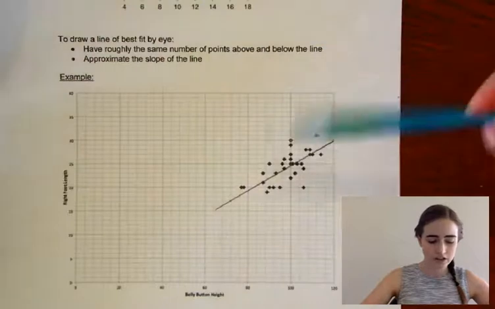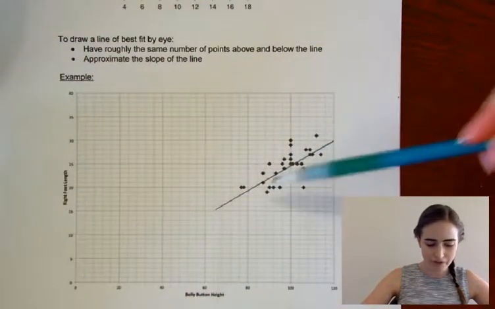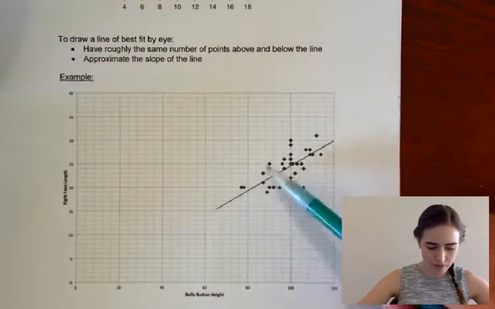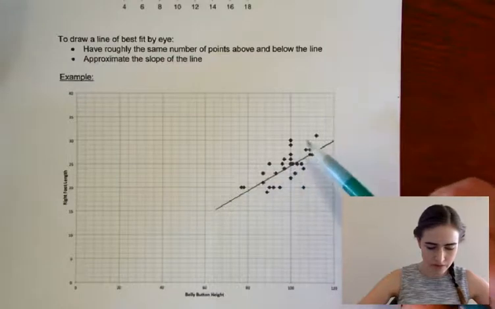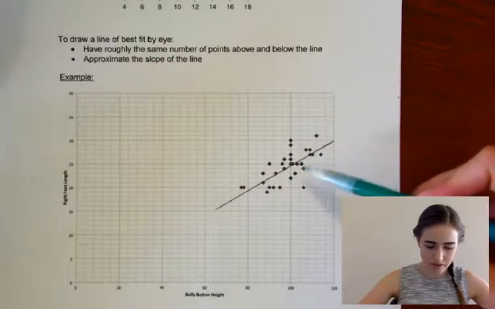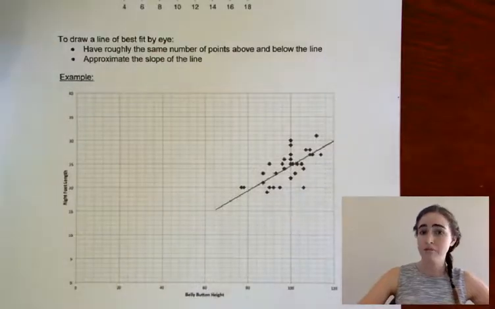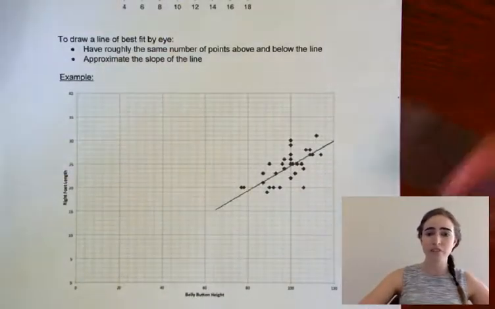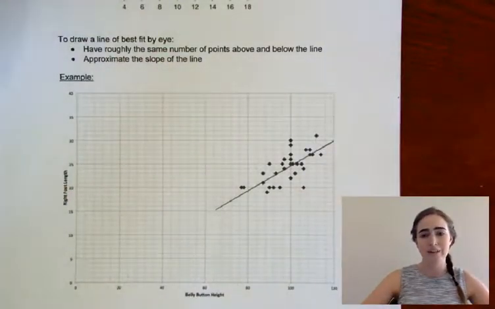If you want to check, just roughly count up the number of dots above and below. So it looks like we've got 1, 2, 3, 4, 6, 7, 8, 9, 10, about 13 above and about 13 below as well. So that looks pretty perfect. The slope's looking right, and we've split it about in half.